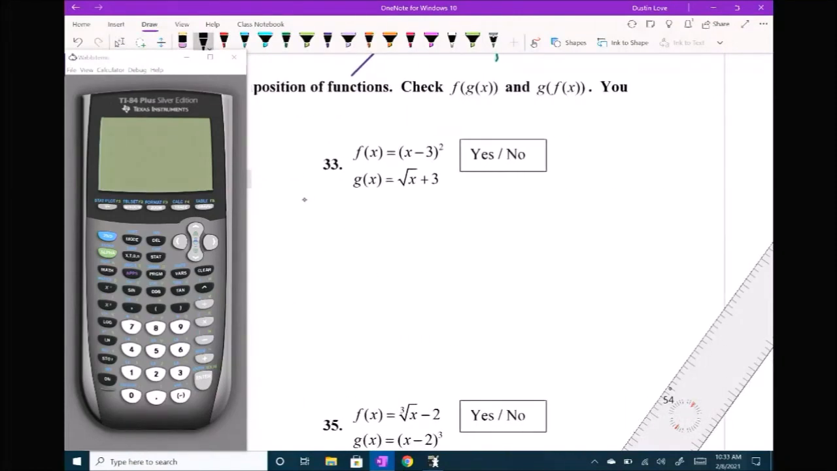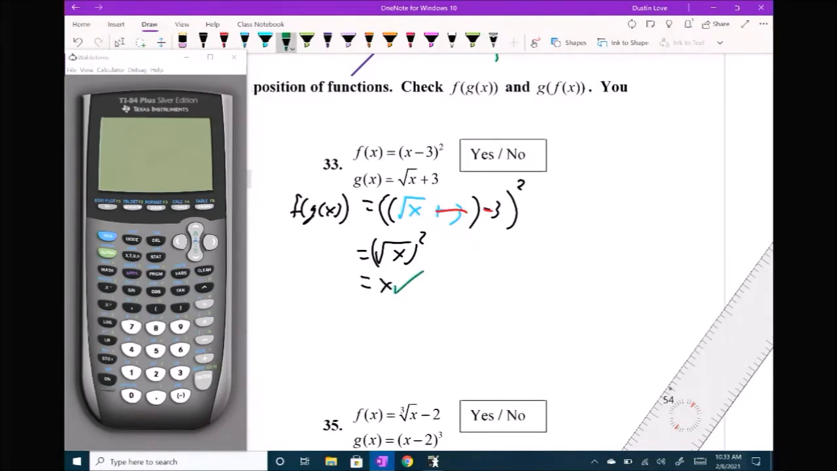Okay, let's do f of g of x. So start with f. Let me make this one pretty wide. And where the x was, I'm going to set a set of parentheses. And then inside of that, I'm going to place into it g. So I've got square root of x plus 3, squared. Now let's collapse these down. Nothing to do inside the inner parentheses, but those two will cancel out, leaving me with the square root of x squared. And the square root of x squared is just x. So that one did work out like I wanted it to.